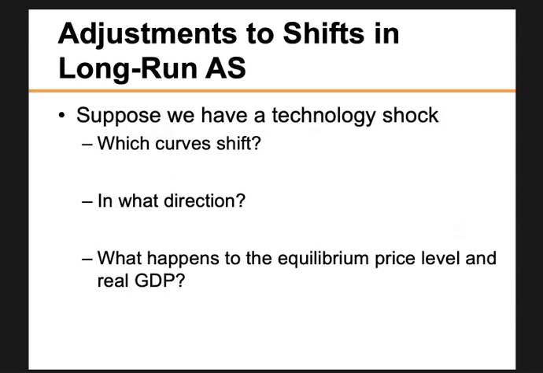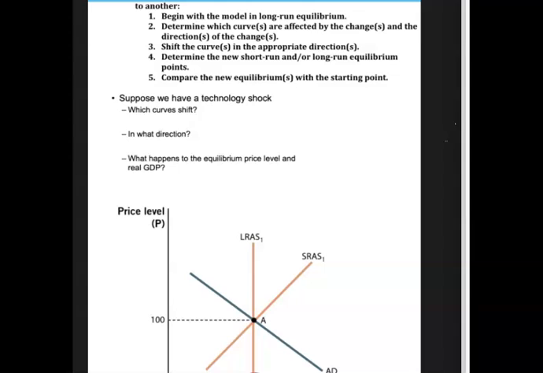So the first one, suppose we have a technology shock. Which curves will shift, and which direction would that be? And what happens to the equilibrium price and the real GDP? We need to look at the long-run equilibrium first, and then we are going to analyze this. I switched to use this so that we can see the action at the same time.